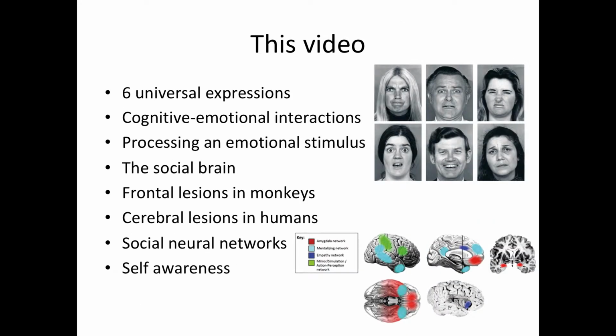So in this video, we are going to talk about the 6 universal expressions, cognitive emotional interactions, how we process an emotional stimulus in our brain, the social brain, frontal lesions in monkeys, cerebral lesions in humans related to emotion, social neural networks, and self-awareness.